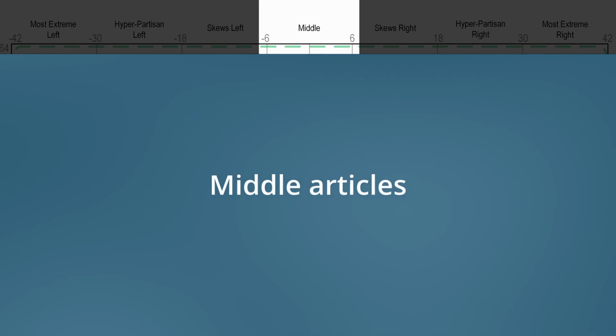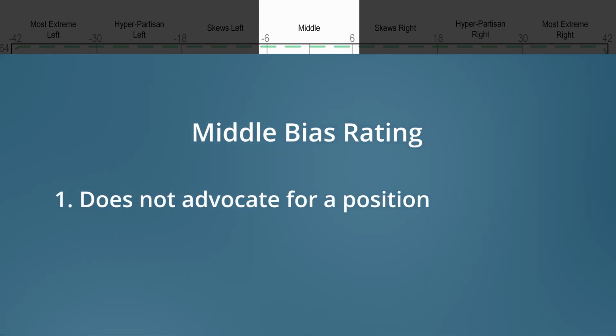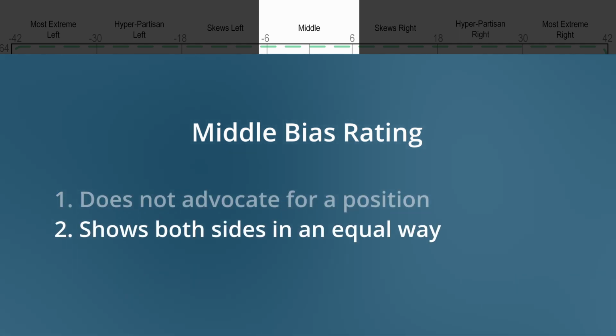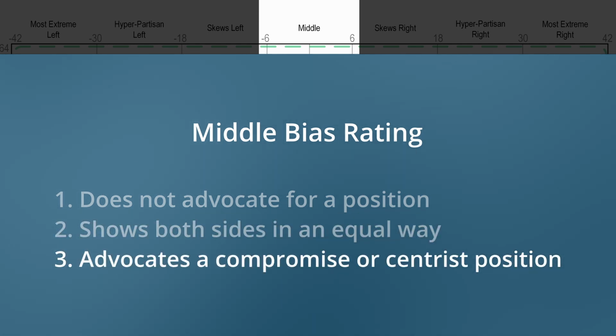When considering the articles that you view as the most neutral or balanced of the set, imagine what a perfectly neutral or balanced article on this topic would look like, and place the actual articles in relation to that. An article can have a middle bias rating for 3 reasons. 1, it does not advocate for a position. 2, it shows both sides in an equal way. Or 3, it advocates a compromise or centrist position. When you've taken all of these factors into consideration, you'll be able to make a reasonable judgment as to which of the 7 bias categories this article belongs in.